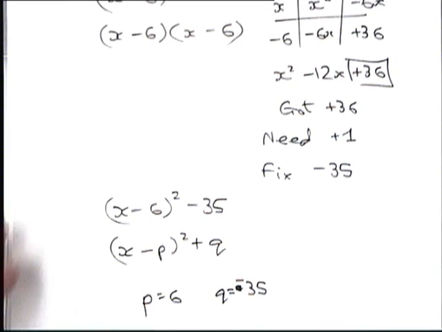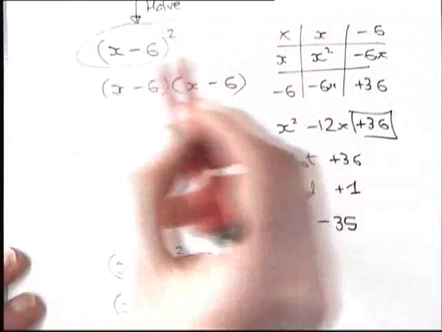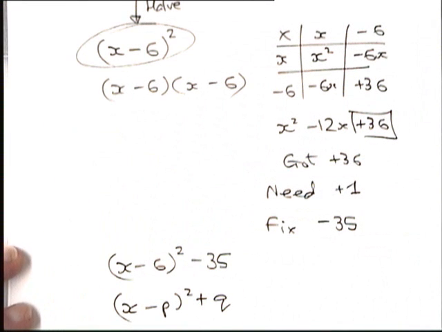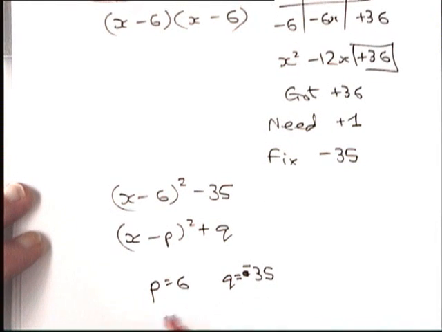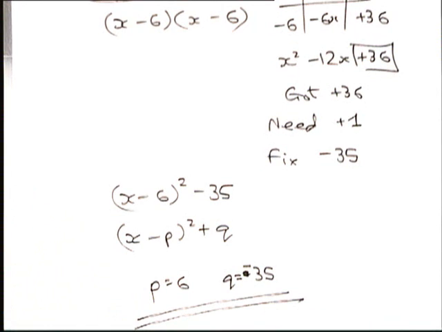In this question, there would have been 1 mark for getting that bracket through there. And then there would have been another 2 marks, finally, for getting the correct q value as well. And there's your final answer to that question.